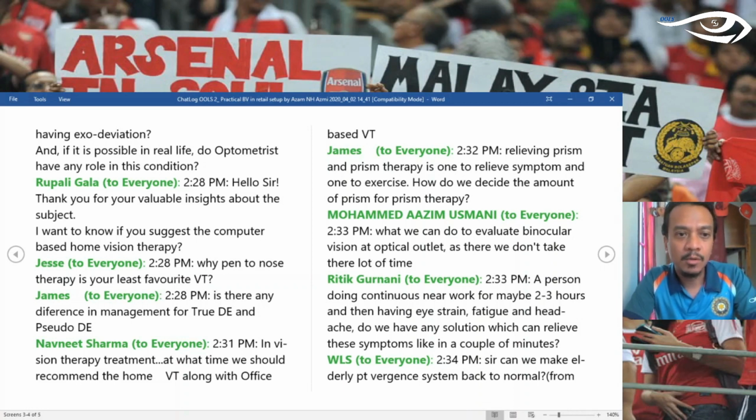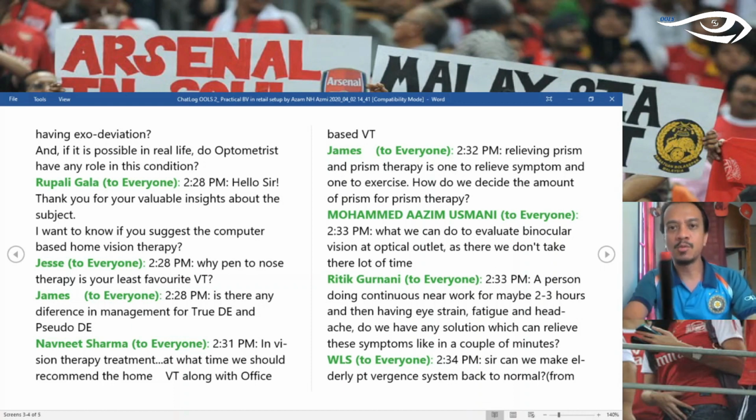Just why is pen to nose therapy your least favorite VT? Yes, I keep on repeating this point to my students as well, because pen to nose, PTN therapy, is my least favorite, because most of the time the practitioners are prescribing the PTN wrongly. It means that usually we consider PTN to be done with one perceived target like this. So you are doing this repeatedly, alright, maybe 20-25 cycles in a session, with the purpose of improving the convergence.